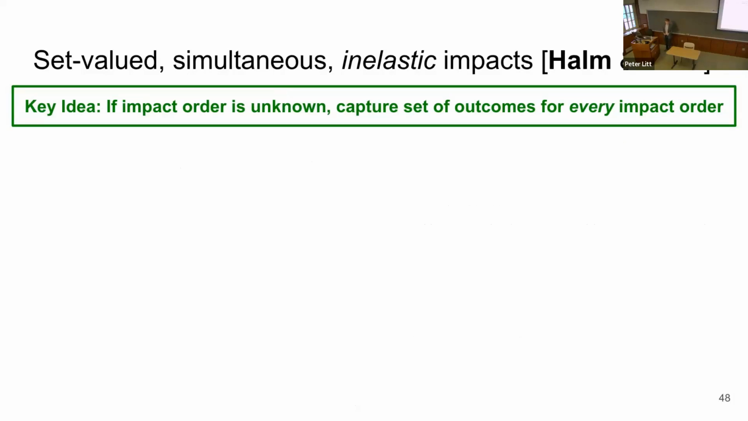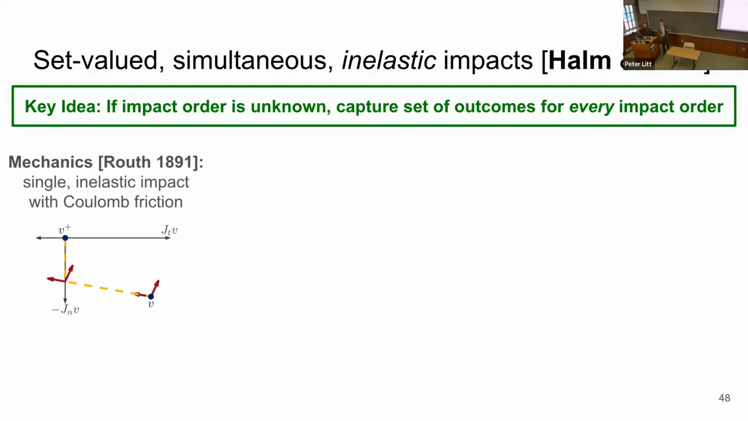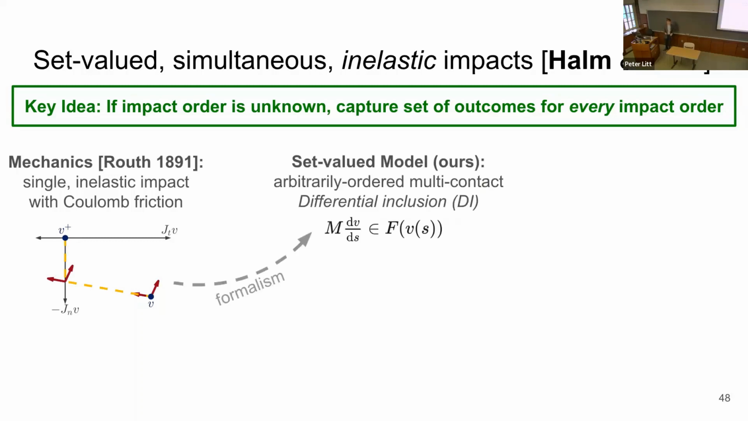We are again committing to inelastic impacts. We do think there's an extension to elastic impacts not yet explored. But we start from a very classical model of a single impact developed by Ralph in 1891. This is for a single inelastic impact with Coulomb friction. What we've done is we've developed a new formalism that extends this model to consider multiple simultaneous impacts.